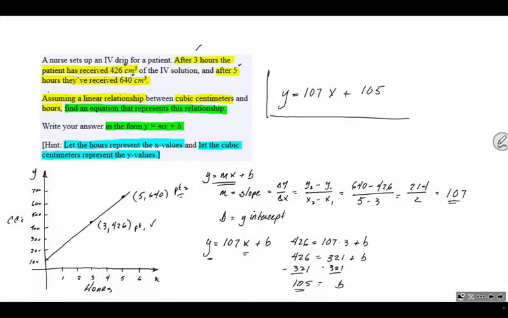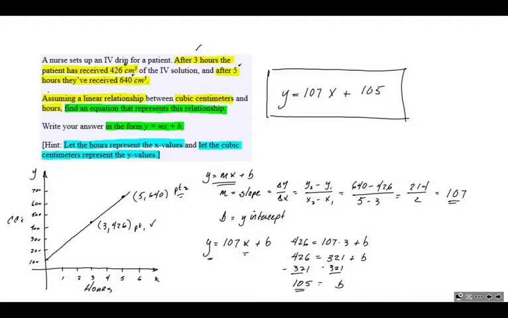So there is the solution to this problem. So what does this equation tell us? Well, it tells us that the slope represents the amount of medication that's administered every single hour. A slope of 107 would mean that in a 1-hour period, this patient is receiving 107 cc's of medication. The y-intercept there of 105 is a little puzzling, but we might interpret that in this instance as, that's our starting point.